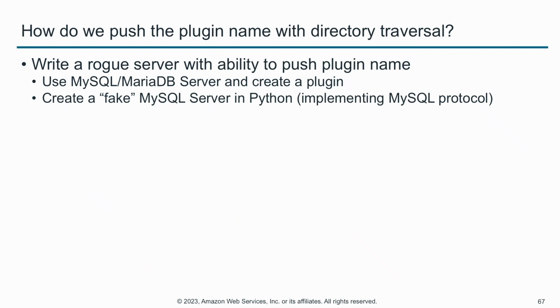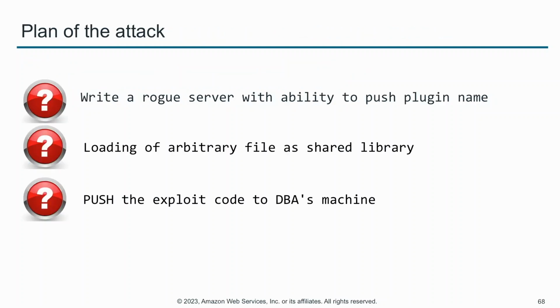So the first thing that we will need to do is write a rogue server with the ability to push the plugin. There are two ways of doing that. We can create an auth plugin and load it to the existing server, or we can create a fake MySQL server in Python. I decided to create a rogue server with MySQL Python. So this is our plan. We need to write a rogue server. We will need to have a loading of arbitrary file as shared library, and we will need to somehow push this exploit code to the database administrator machine.